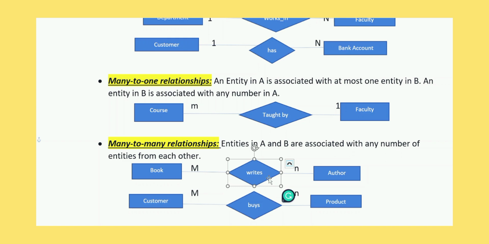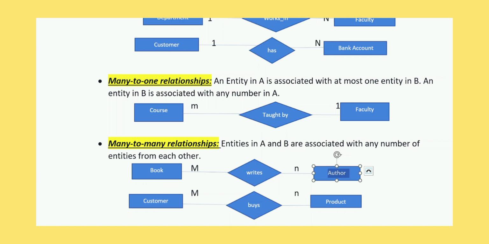A relationship is always represented with the help of a diamond notation in an ER diagram. So many books can be written by many authors. Fine. And if you move from right to left, that is from entity set B to entity set A, then how can we understand it? The way is many authors, because N is mentioned here on the right side in entity set B. So we can consider it as many authors. Many authors write many books. So this is an example of a many to many relationship.